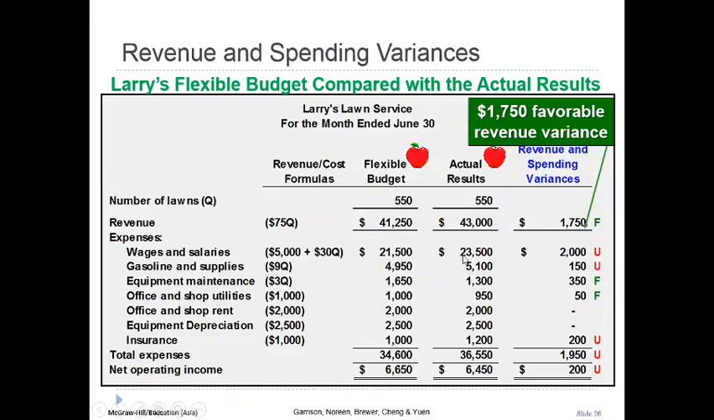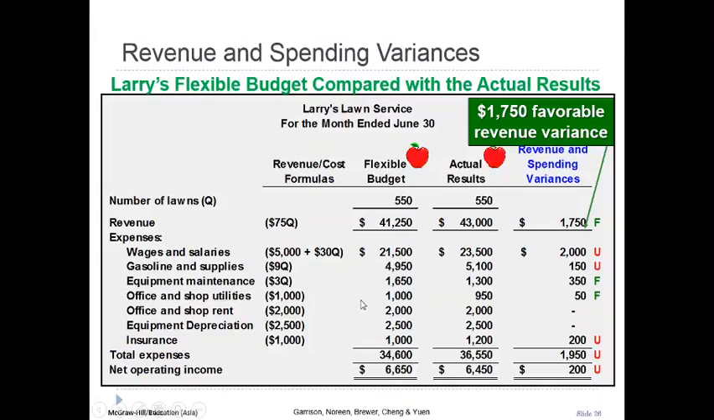For expenses, wages and salaries expected to be incurred for mowing 550 lawns is 21,500. However, Larry has incurred 23,500 in mowing 550. This is the actual one. So there is an unfavorable spending variance of 2,000 because the actual result is bigger than the flexible budget under wages and salaries expense. So it means that Larry is expecting 21,500 only, but he has incurred 23,500 actually.